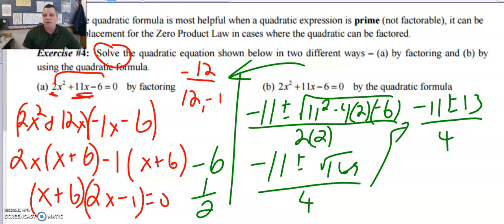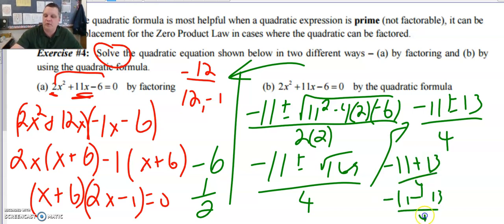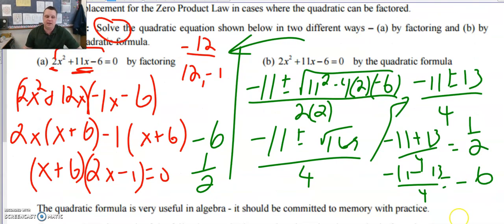Okay? Now, you have to go as far as you can if you have a perfect square. So it becomes negative 11 plus 13 over 4, negative 11 minus 13 over 4. Okay? So that's how you get all these values. And then this will equal, what do we get here? 2/4, which is, there's your 1/2, and then negative 6. Okay? So it gives you the exact same answer.